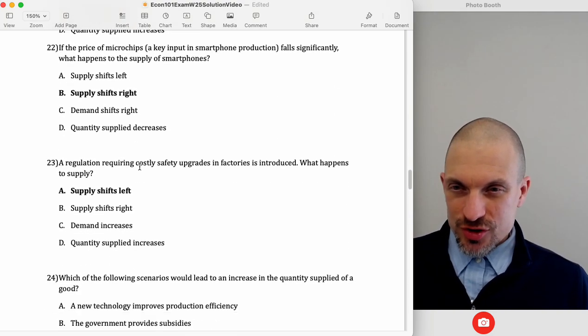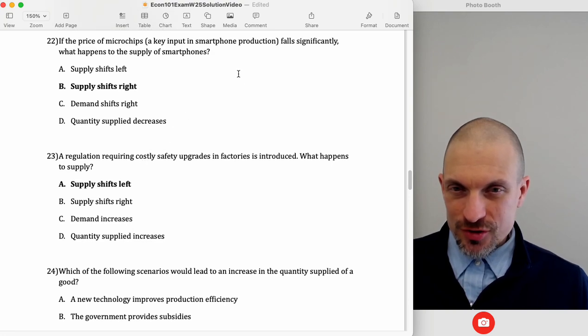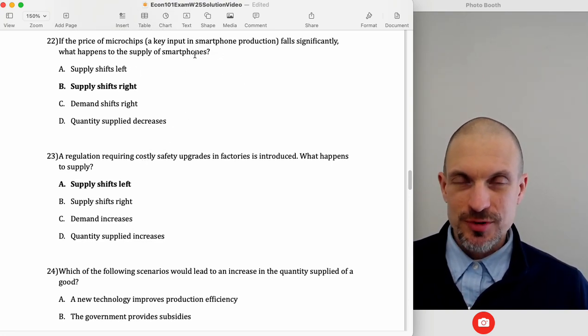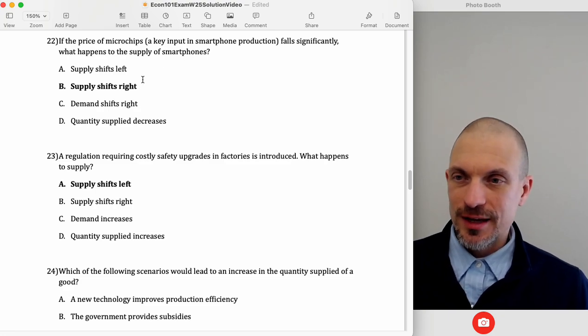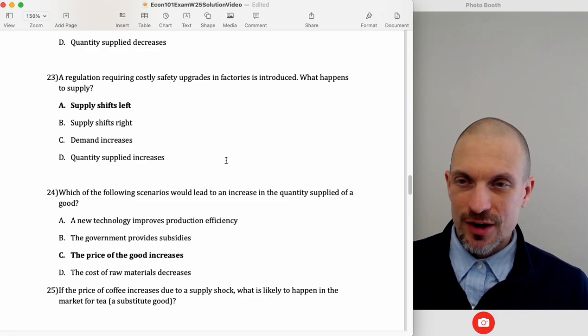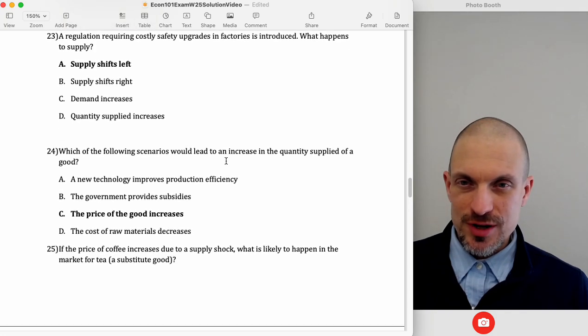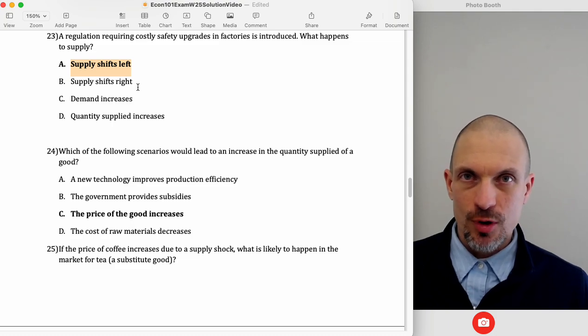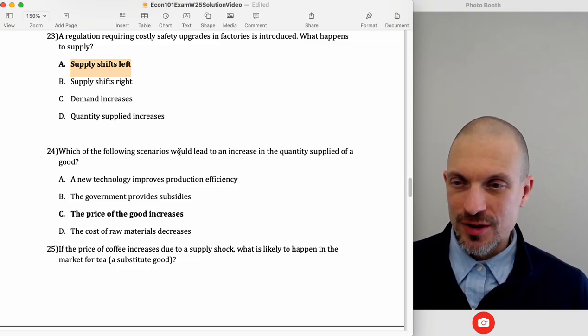If the price of microchips, a key input in smartphone production, falls significantly, what happens to the supply? A decrease in the price of an input is going to lead to an increase in supply. So supply will shift to the right. Regulation requiring costly safety upgrades in a factory is introduced. What happens to supply? That'll reduce supply. It'll make supply more costly. Regardless of the price, we'll get less produced at all possible prices.